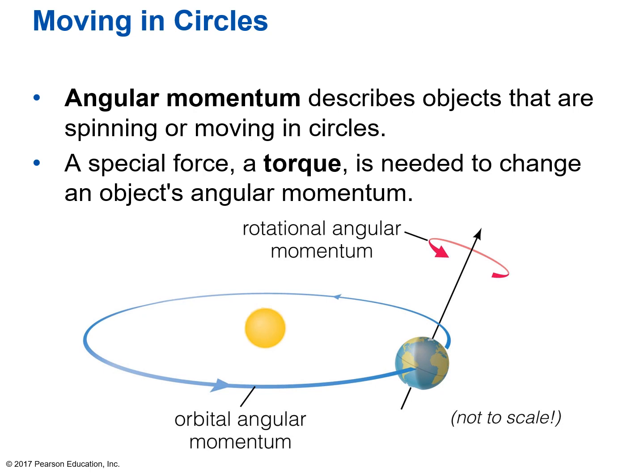Let's talk about moving in circles. Remember, we talked about angular momentum earlier in this video. Angular momentum describes objects that are spinning or moving in circles. There's a special force called a torque, and you can think of torque as a twisting force. It's needed to change an object's angular momentum.